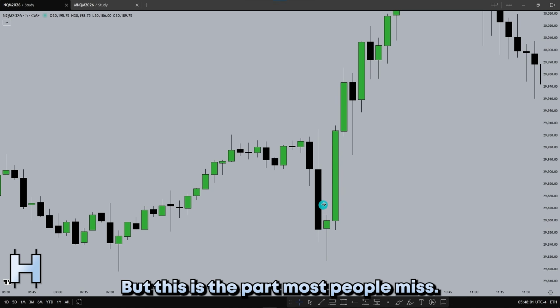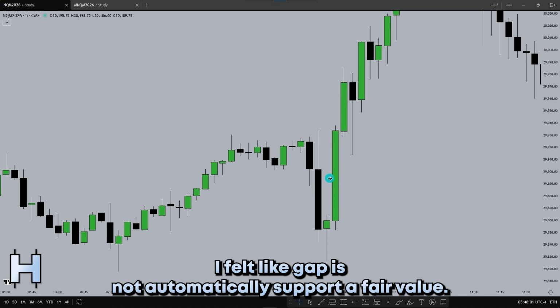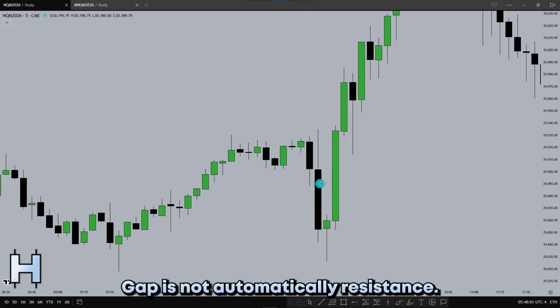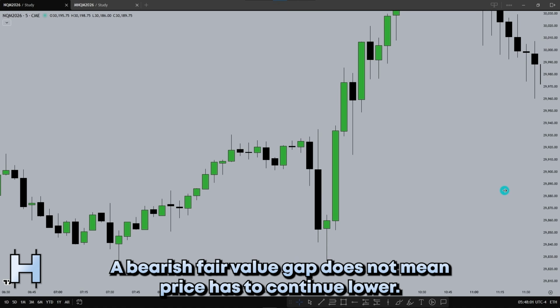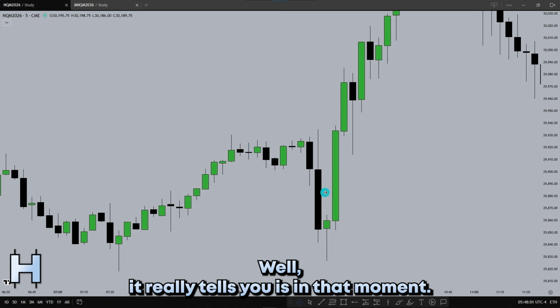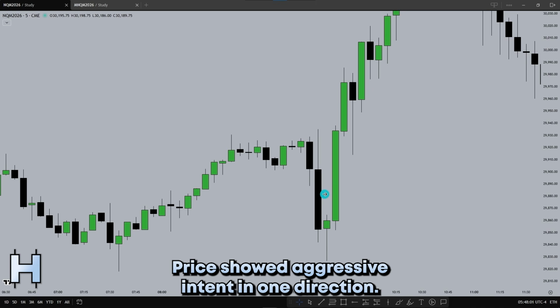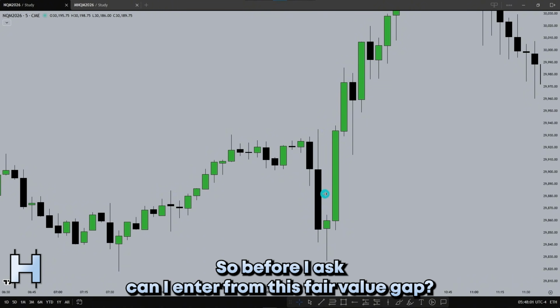But this is the part most people miss. A fair value gap is not automatically support. A fair value gap is not automatically resistance. A bullish fair value gap does not mean price has to continue higher. A bearish fair value gap does not mean price has to continue lower. All it really tells you is that in that moment, price showed aggressive intent in one direction. That's it.